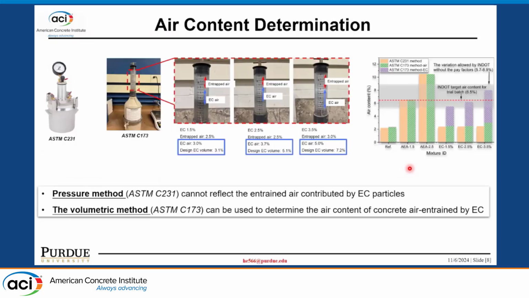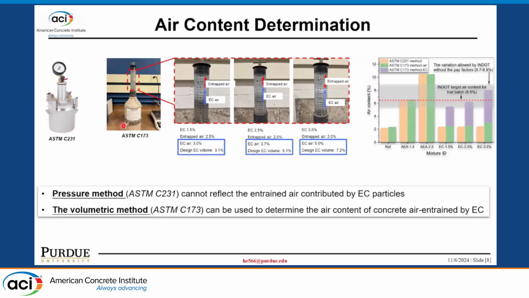And then it's the air content, because this is the biggest issue for air-entrained concrete for freezing resistance, right? Firstly, we used the ASTM C231 air meter. This is a pressure air meter. However, we found out with this air meter, we did not observe any increase of air content for the Expancel-mixed concrete. Then we tried another method, ASTM C173, the volumetric method. Then we found out, okay, now the air increased a lot.